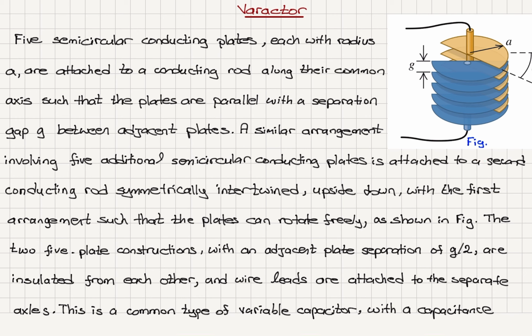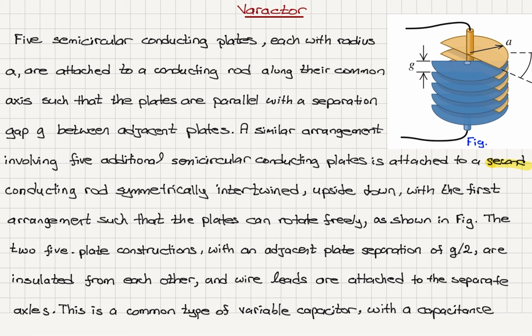so this is important, second, symmetrically intertwined upside down with the first arrangement such that the plates can rotate freely as shown in the figure. The two 5-plate constructions with an adjacent plate separation of G over 2, so this separation was G, now it is G over 2, are insulated from each other and wire leads are attached to the separate axles.